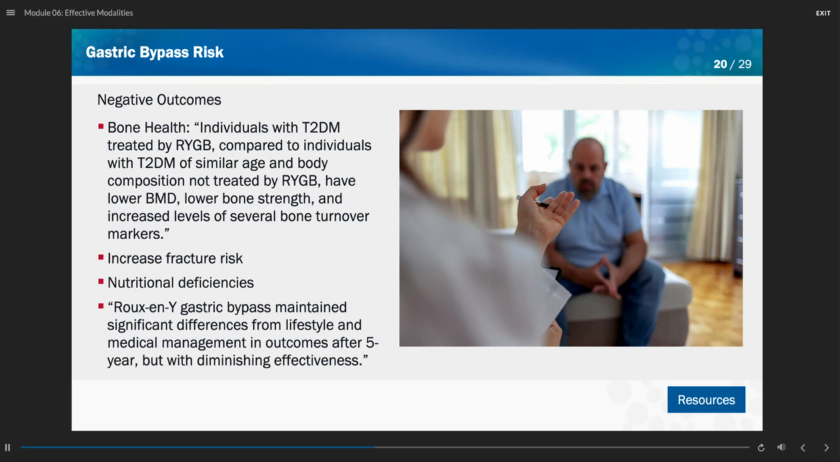The gastric bypass has also been shown to increase the risk of nutritional deficiencies despite the use of supplements to counteract those deficiencies. And in conclusion, the Roux-en-Y gastric bypass maintains significant differences from lifestyle and medical management in outcomes after 5 years, but with diminishing effectiveness, according to studies published in 2018 and 2019. And I would add to that, and also with increased risk of fracture and nutritional deficiencies.